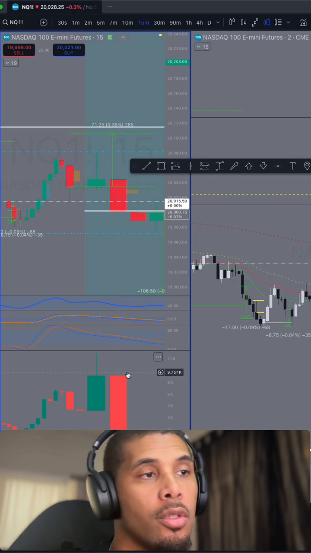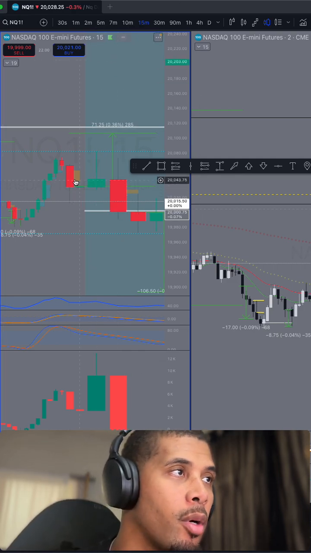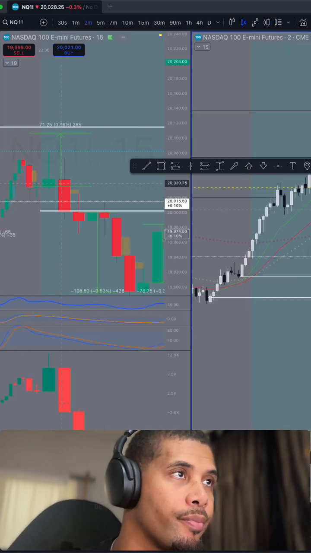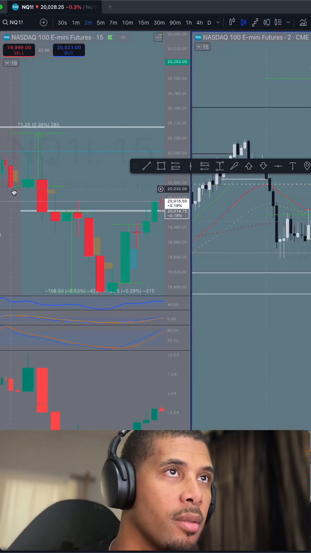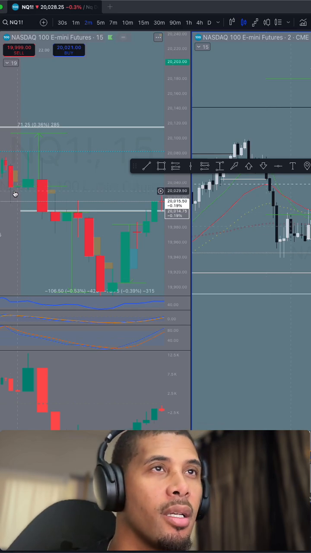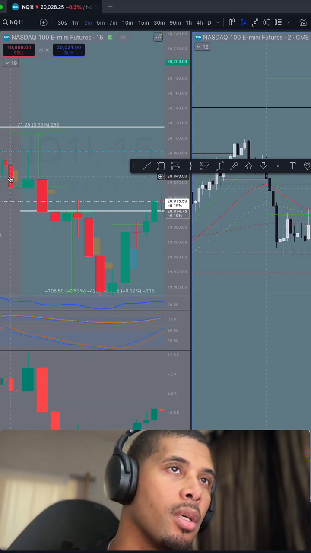Right. So we're going to start on a 15-minute chart right here on the Nasdaq, and right in pre-market here at 9 o'clock. Slide this over some more so you can kind of see it on this chart. This is a 2-minute chart on this side, 15-minute on this chart.